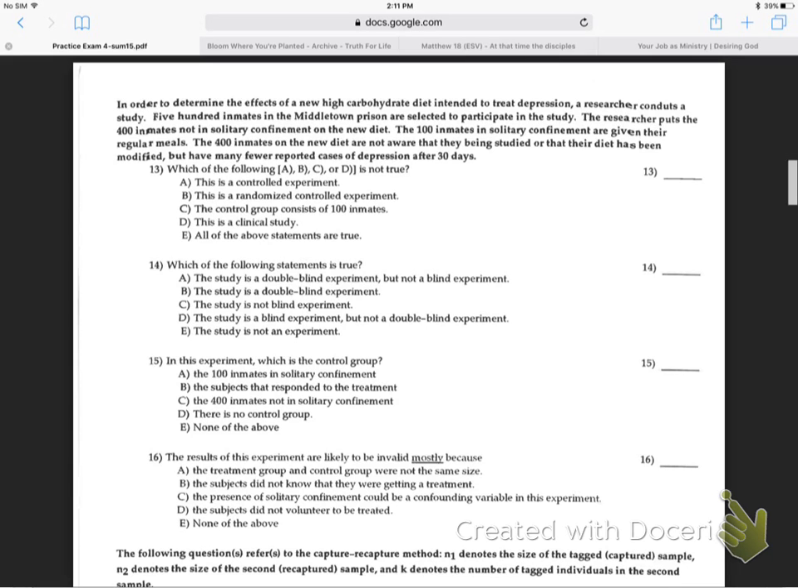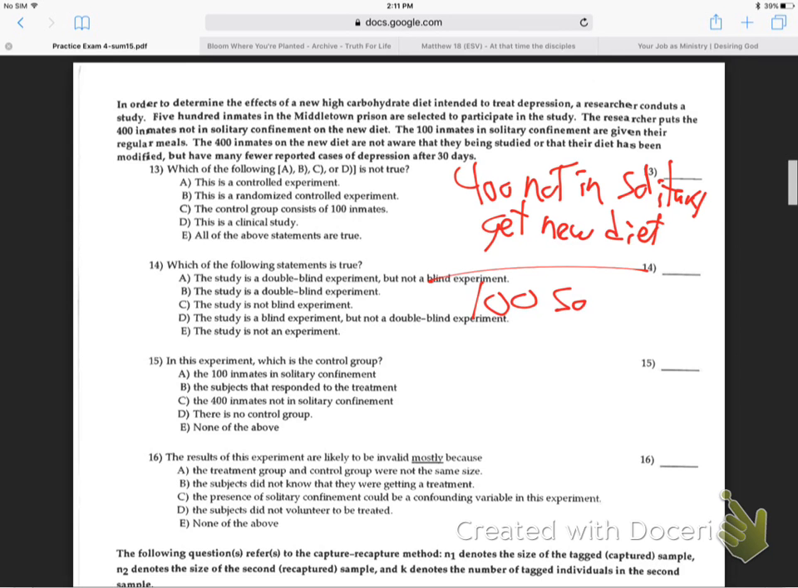A researcher conducts a study. 500 inmates in the Middletown prison are selected to participate in the study. Researcher puts the 400 inmates not in solitary confinement on a new diet. The 400 not in solitary get the new diet. The 100 in solitary are given their regular meals. The 100 in solitary confinement get regular meals.